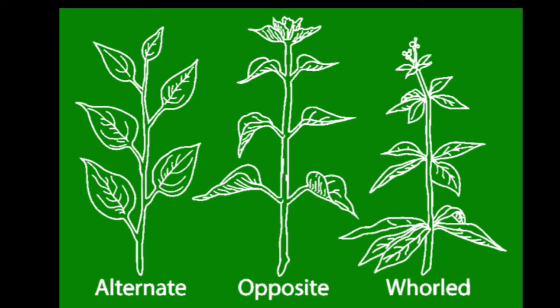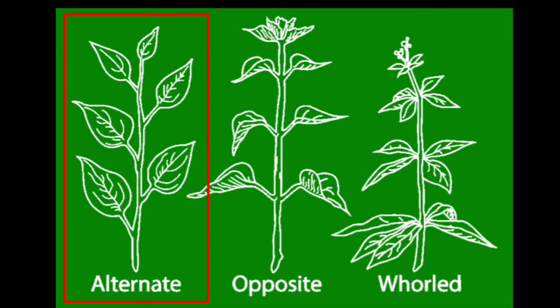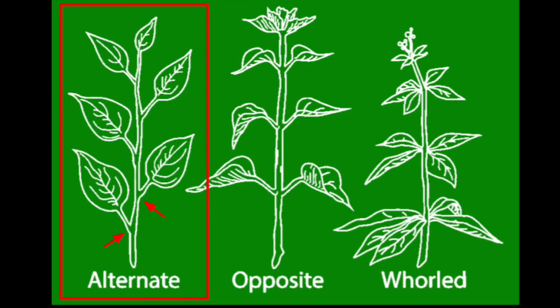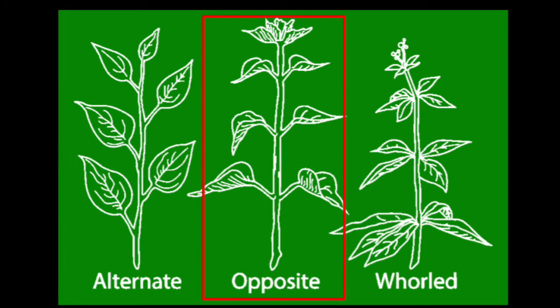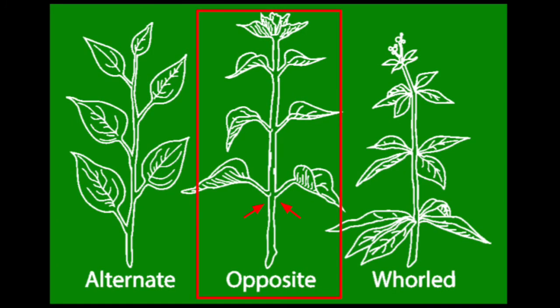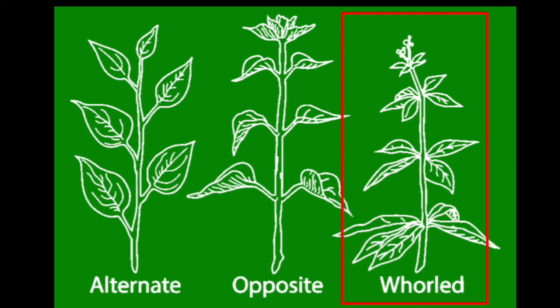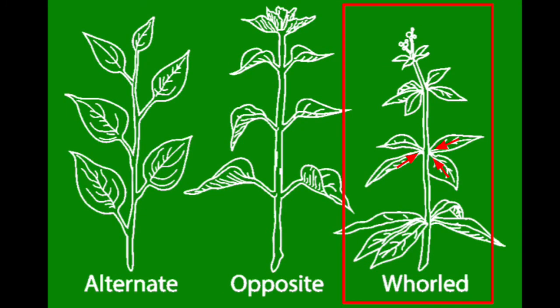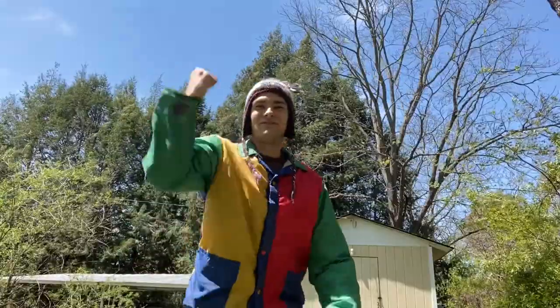Real quick, let's talk about branching pattern. Branching pattern is the way in which new growth is positioned on a plant. The three patterns we're going to talk about today are alternate, opposite, and whorled. On an alternately branched plant, new growth is positioned on the main stem in an alternating fashion. An oppositely branched plant has new growth positioned opposite one another. In the case of a whorled branching pattern, 3 or more new stems are positioned at the same point on the main stem. All right, I know that was a lot of information, but I think we're finally ready to start identifying some trees. Finally!